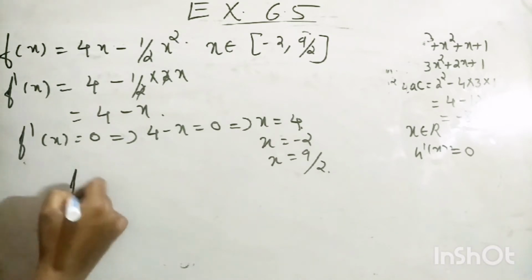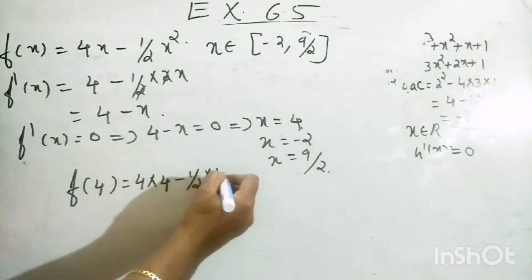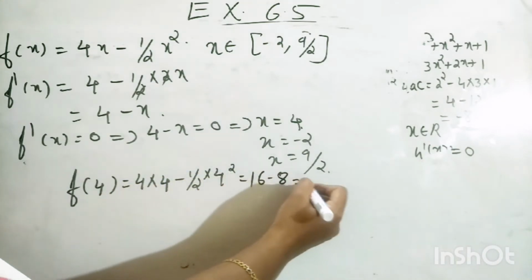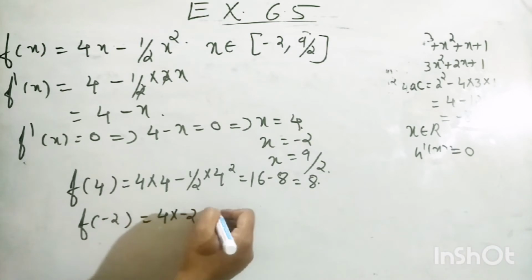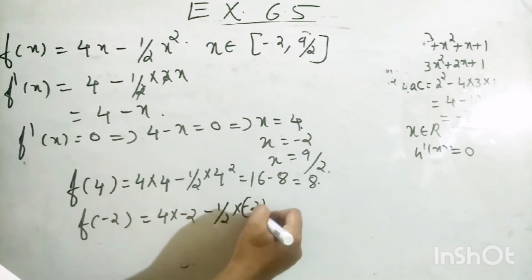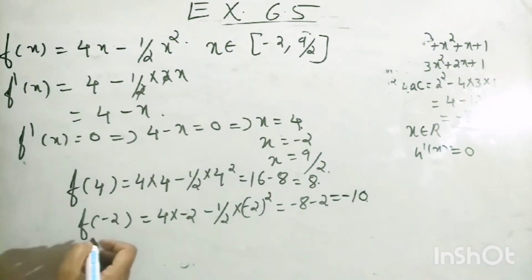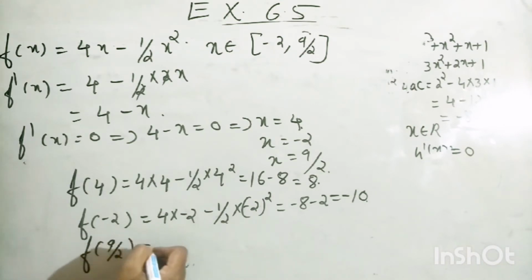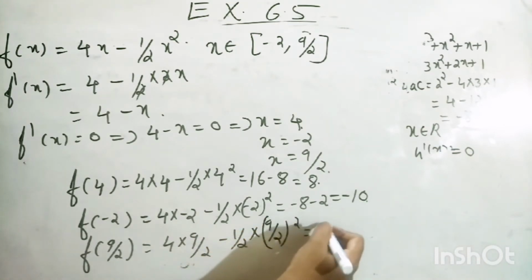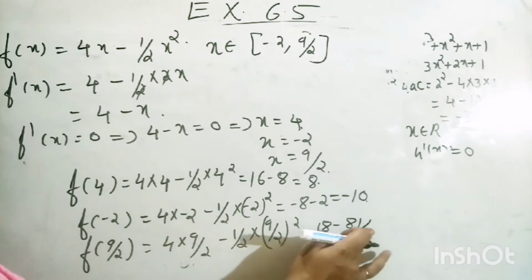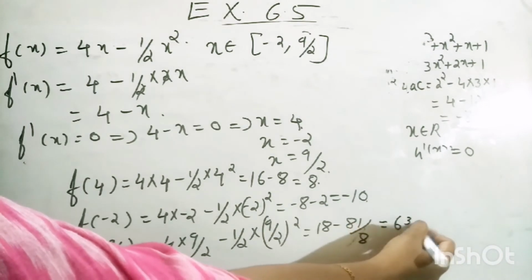Now f of 4 is equal to 4 into 4 minus 1 by 2 into 4 square, that is 16 minus 8 is equal to 8, and f of minus 2 is equal to 4 into minus 2 minus 1 by 2 into minus 2 all square, which is minus 8 minus 2, that is equal to minus 10. Now f of 9 by 2 is equal to 4 into 9 by 2 minus 1 by 2 into 9 by 2 all square. This is equal to 18 minus 81 by 8, which is equal to 63 by 8.